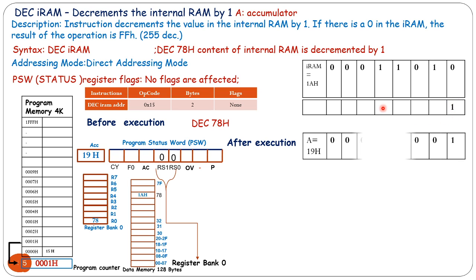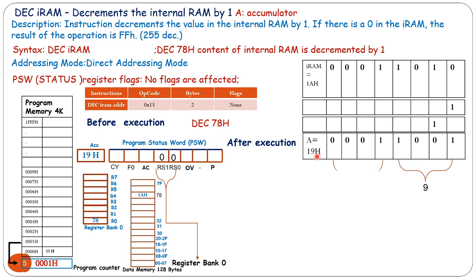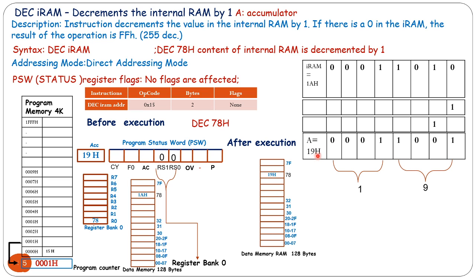So when it is decremented by 1, your result will be like this: 0 minus 1 will be 1, here 1, then 1 minus 1, this borrow will be 1, and 1 minus 1 will be 0, other bits remain as they are. So this gives us 9 and this gives us 1, 19H is the content of random access memory.